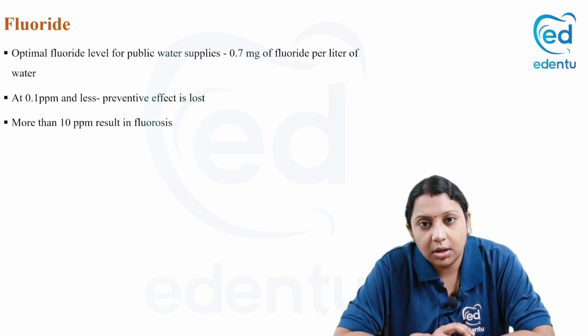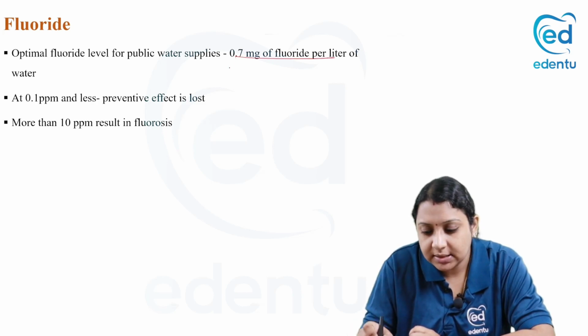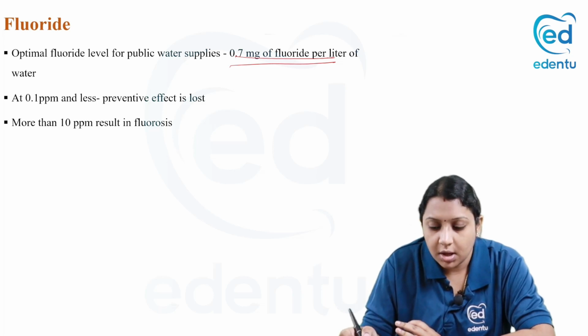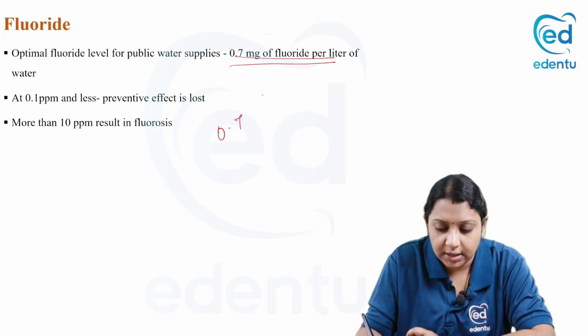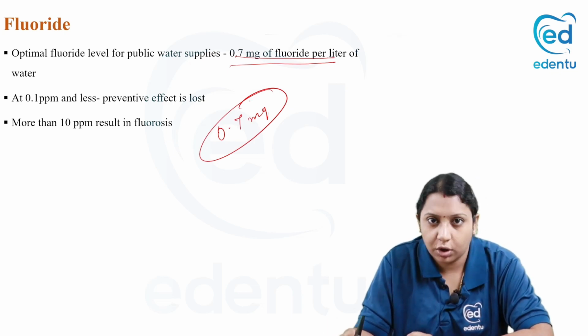Okay, so the optimal fluoride level for the public water supply is 0.7 milligram of fluoride per liter of water. So this value is important, that is 0.7 milligram per liter. Okay, fluoridated water we need.